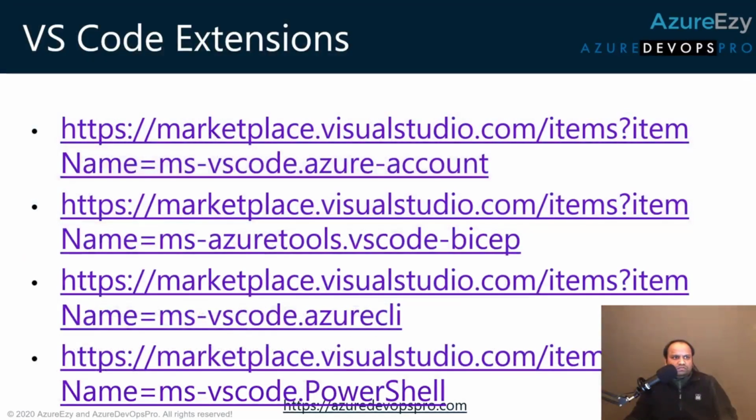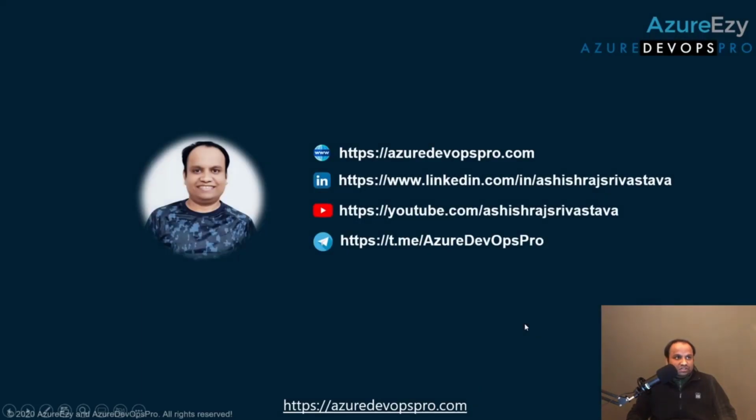Again, it's a recommendation. Even if you don't have this, Bicep learning will still be similar. But while interacting with Azure, you might be using a tool like CLI or PowerShell. If you are using CLI, then the CLI extension makes sense. If you are using PowerShell, then PowerShell makes more sense. So once you have these extensions, okay, this is the last slide.